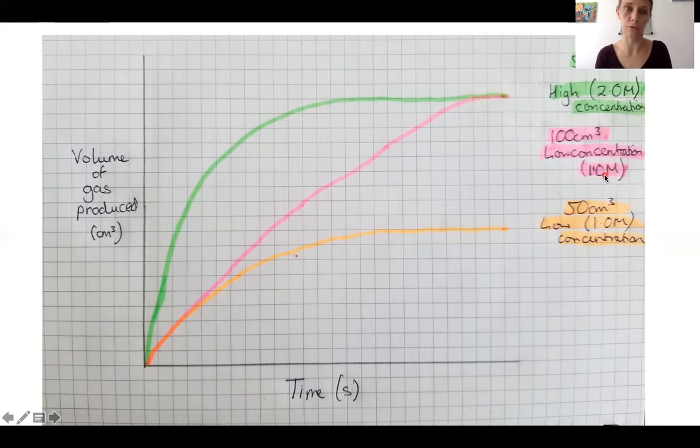We can also tell that the orange line was half the volume of the pink line because it's leveling out halfway up the graph compared to where the pink line levels out. So we know that that would be the 50 centimeters cubed of our lower concentration.